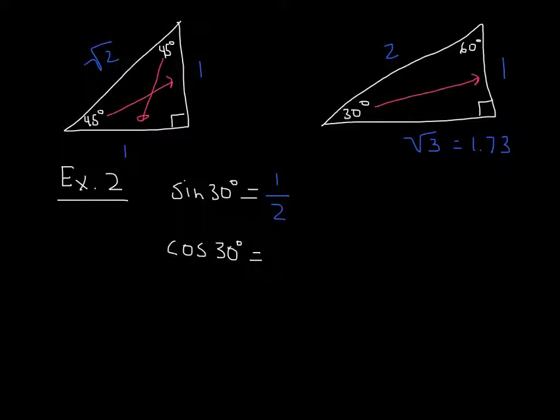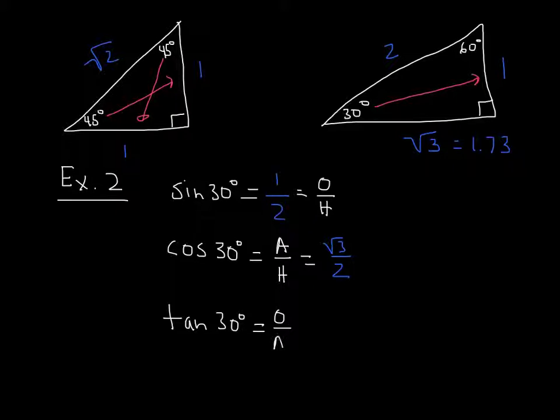All right, cosine of 30. CAH is going to be adjacent over hypotenuse. By the way, this one is opposite, and then this is CAH. So adjacent over hypotenuse is going to end up being root 3 over 2. And then we have tangent. SOHCAHTOA, opposite over adjacent.